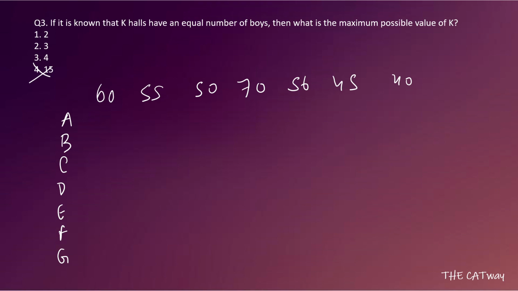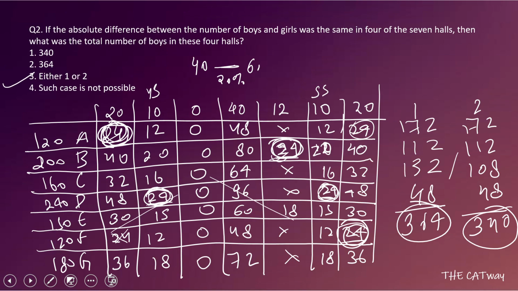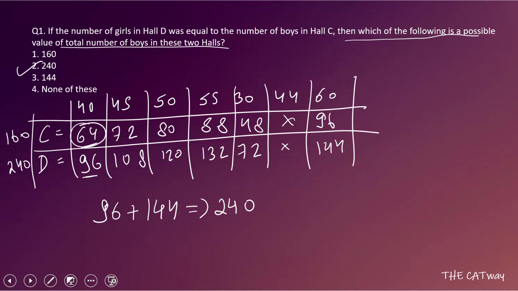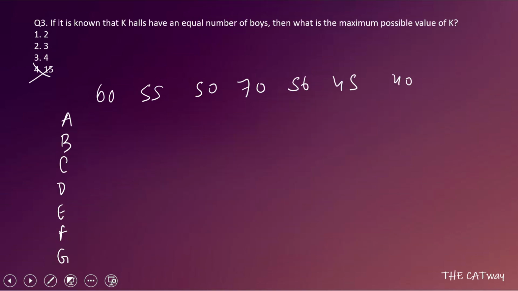Acha. Let's see, can we calculate something from the absolute values, or can't we? Or let's see from the girls. We did not calculate girls. So what we have here is, it is known that k halls have equal number of boys. So what is the possible value of k? Let's see what situation we get in.